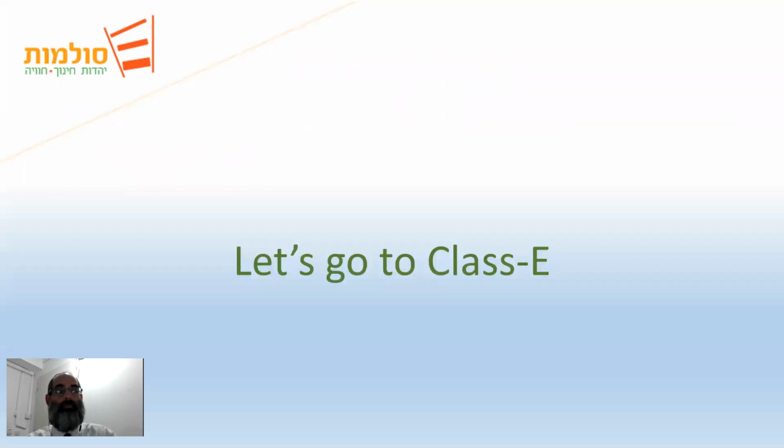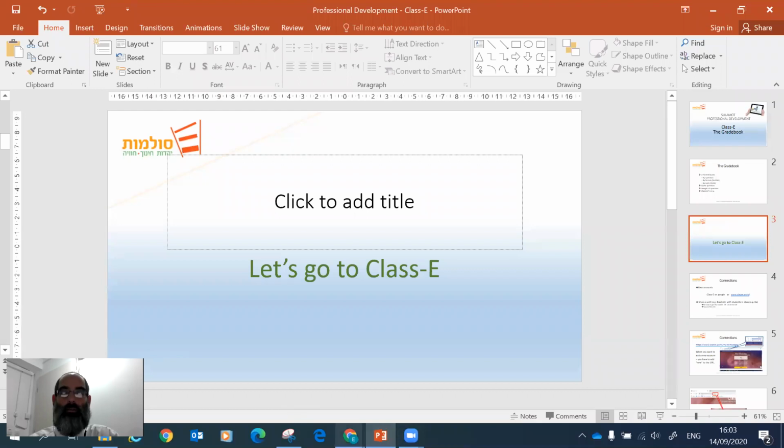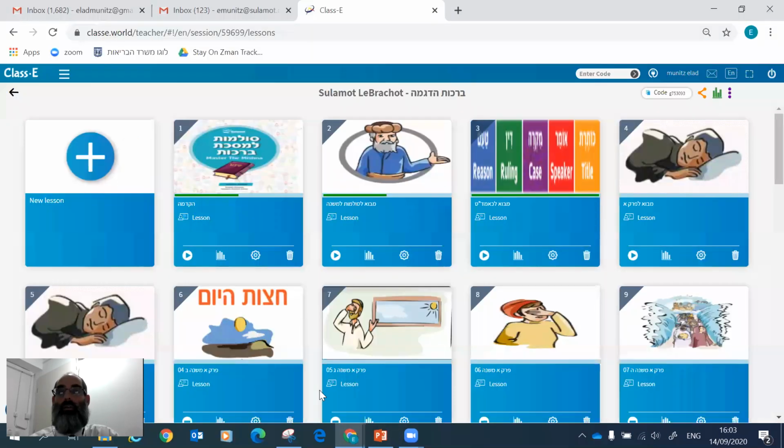So let's go into Class E. I have in front of me the teacher's view, and right now we are on Sulamot Labachot, Bachot Adgama, that's the name of the class. Again, it's just an example. It works with our products, other products as well. It's a Class E format that we're trying to concentrate on. So if you are using a different product on Class E, that's fine. The features should be similar enough to follow.